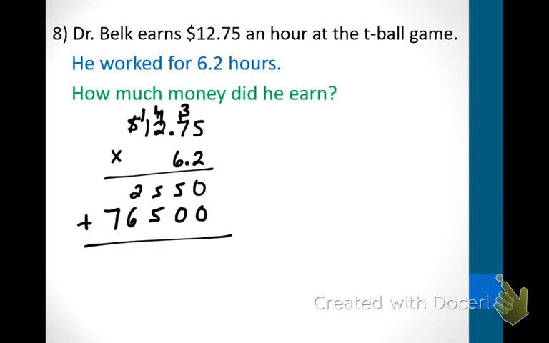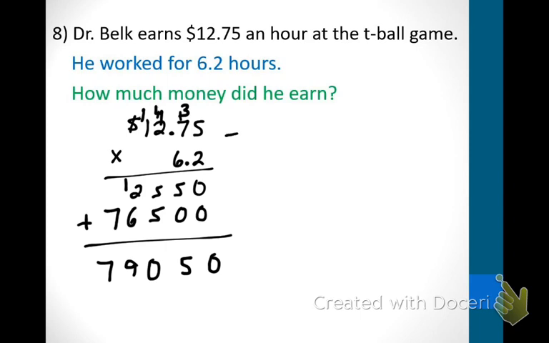0 was 0. 0. 5 was 0. 5. 5 plus 5. 10. The next ones, 6, 2, and 1. 8. And bring down. Don't forget that 1 right there. And bring down your 7. 7.